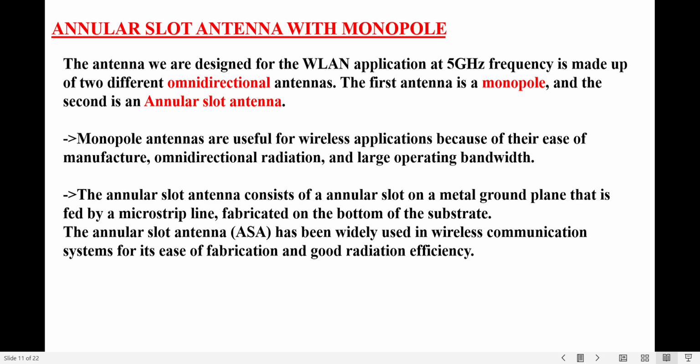So monopole antennas are used for wireless applications, and annular slot antennas are also used for wireless applications, consisting of a ground plane fed by a microstrip line fabricated on the bottom of the substrate.